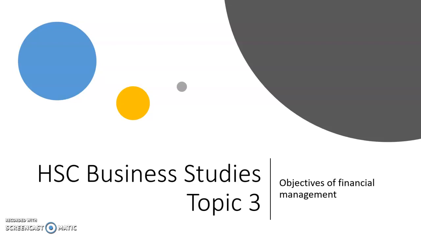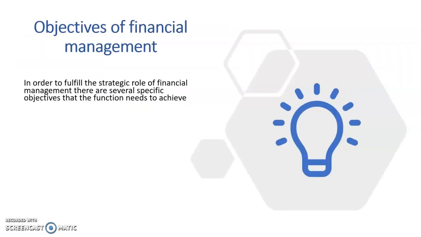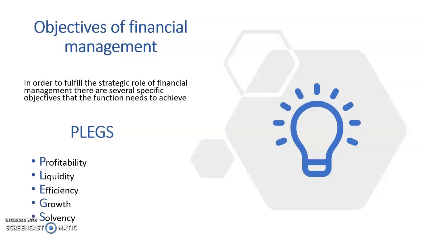Let's have a look at the objectives of financial management. So in order to fulfill its strategic role, there are a number of specific objectives that the financial management functions seek to achieve. It's all about the acronym PLEGS. PLEGS stands for profitability, liquidity, efficiency, growth, and solvency. So let's have a look at each of them individually.